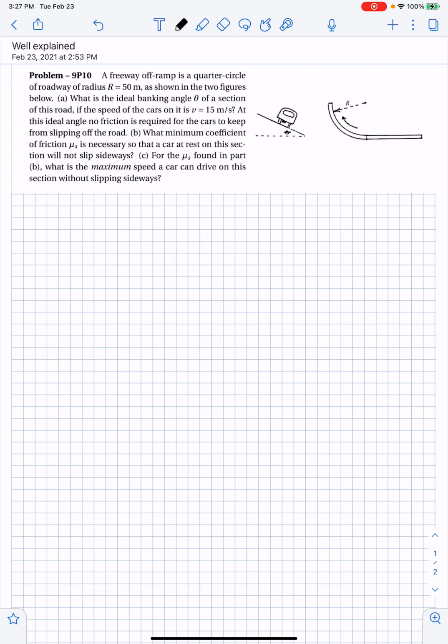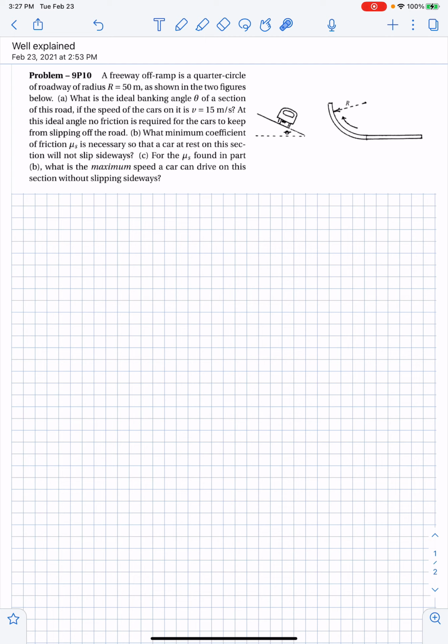All right, let's try to do this problem here. So let's talk about the two pictures first. This picture is a sideways picture of this entire road. So this is much more of a close-up than this. This is the top view of the road.